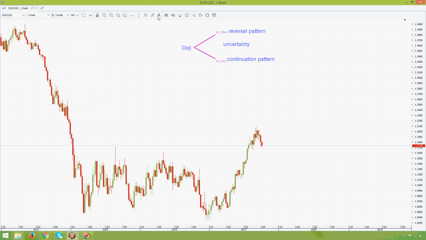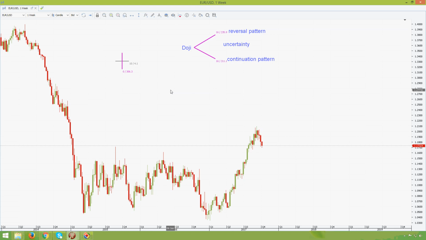Now, a Doji candle looks like this. Let's build it here. So we have the body of the candle, which is almost invisible, and then you have the shadow of the candle, which typically looks like this. But it is, of course, in a different color, depending on the candle, e.g. bullishness or bearishness. So, this is a Doji candle. What does it look like? It looks like a cross.